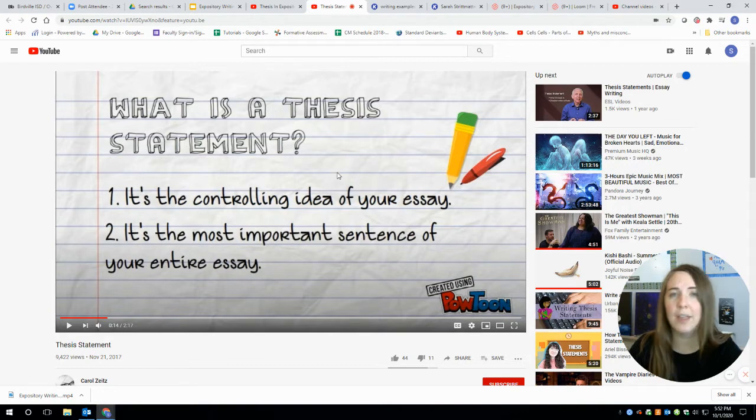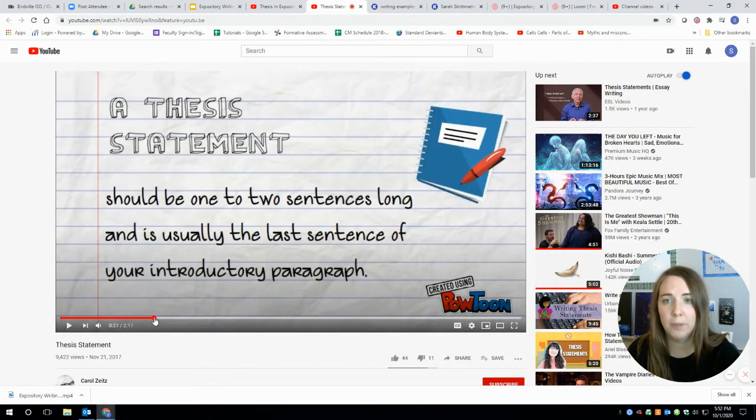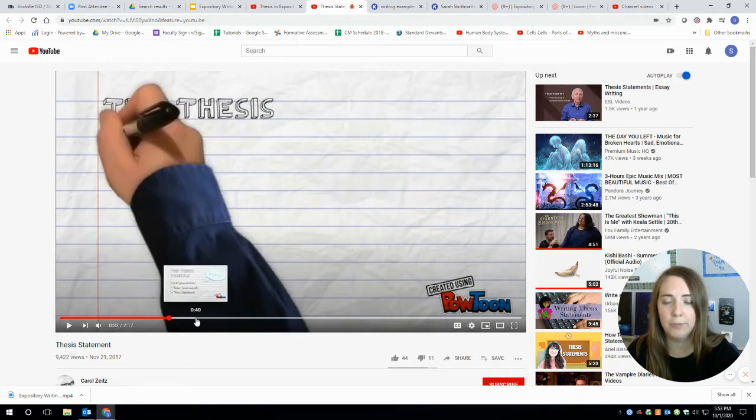A thesis is the controlling idea of your essay. It is the single most important sentence in your entire essay. It will almost always go in your introductory paragraph, towards the end. Often it's the last sentence because it segues, it leads us into the rest of your paper. But as long as you have a sentence or 2 in your intro paragraph, we'll be good. So again, a thesis statement should be 1 to 2 sentences long, and it's usually the last sentence of your intro paragraph. So it's right before your first body paragraph.